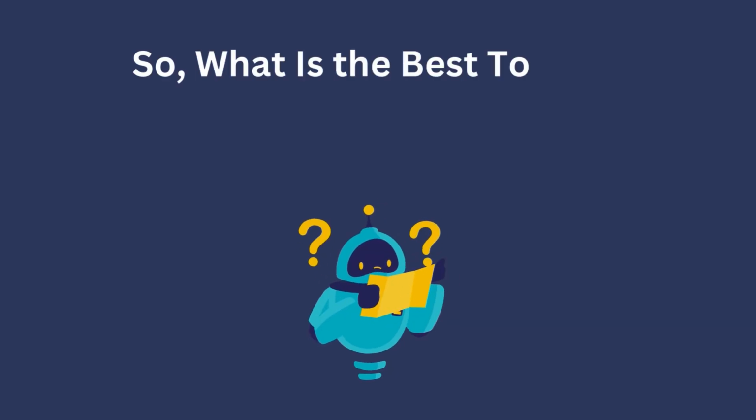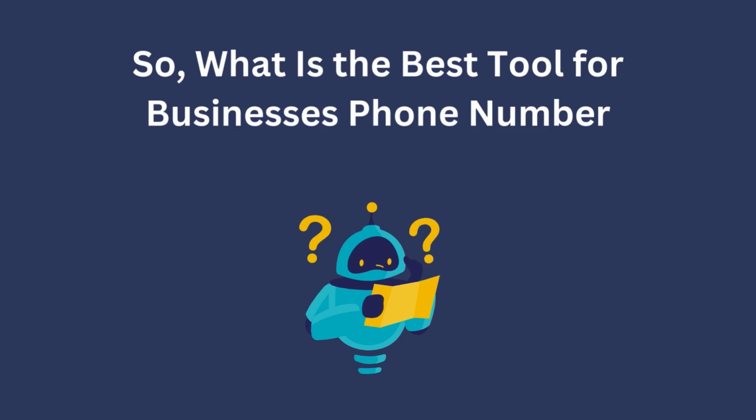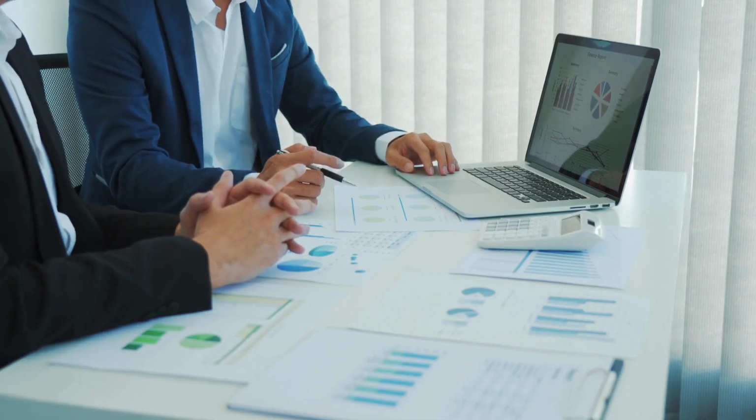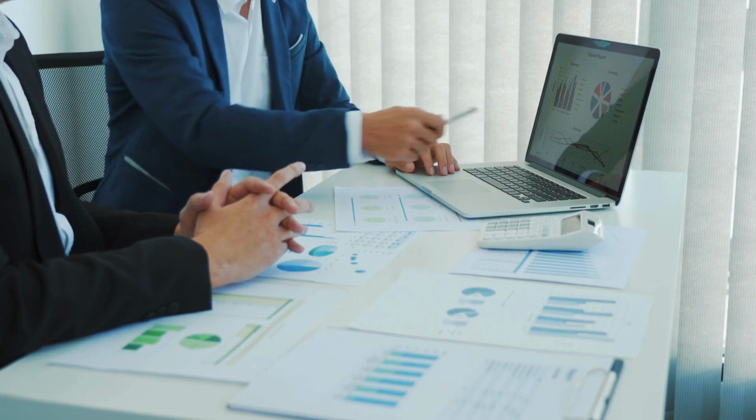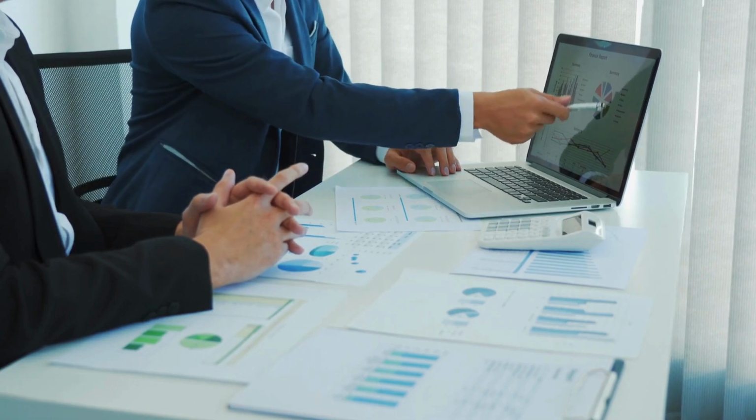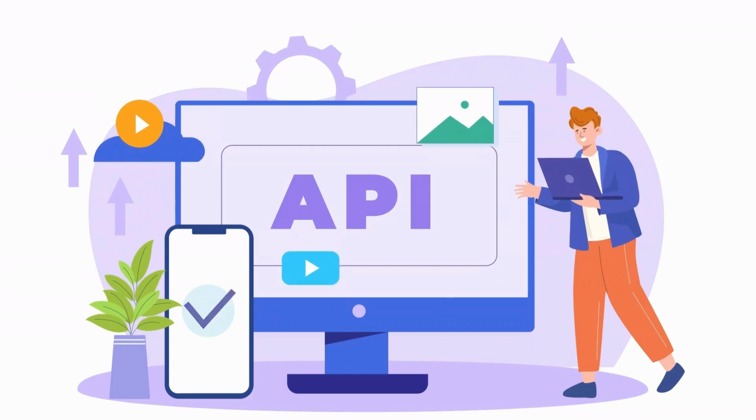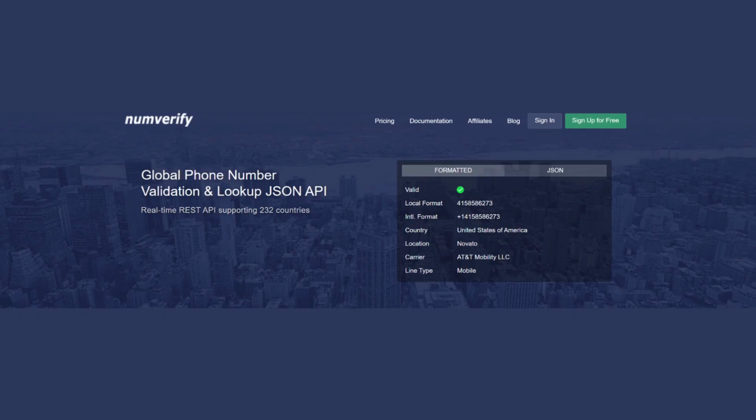So, what is the best tool for businesses' phone number validation? You might think it's complicated, but trust me, it's simpler than you think. The answer lies in using the NumVerify API. Even if you've never used one before, don't worry, we've broken it down for you. It's a fantastic service for checking phone numbers from around the world.